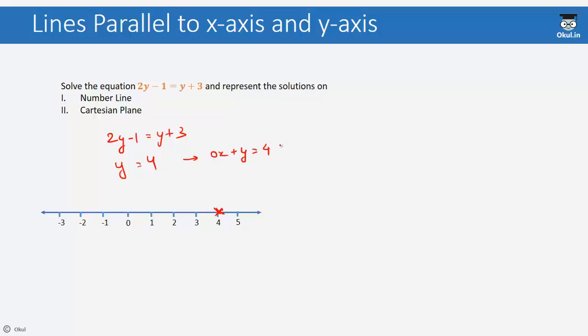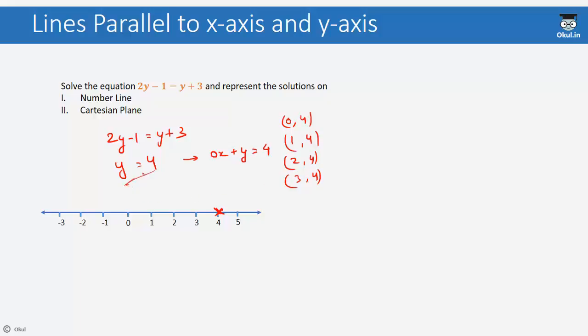The solutions of this equation will be (0, 4), (1, 4), (2, 4) and (3, 4). These are all solutions of the equation 0x plus y is equal to 4. Note that in all the solutions, the value of y is equal to 4, which is equal to our earlier equation y is equal to 4.